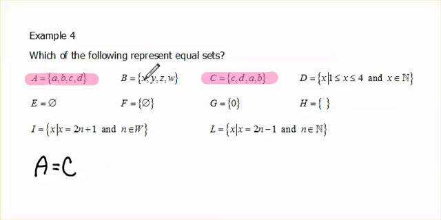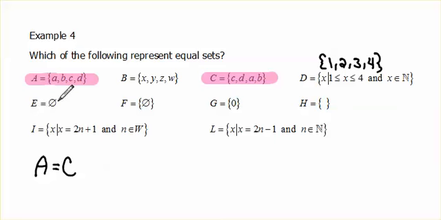All right, let's look at D now. D is the set of all x's such that 1 is less than or equal to x is less than or equal to 4, and x is an element of N. So if we were to write out that set using the roster method, that would be the set 1, 2, 3, and 4. So we don't have any other sets that are 1, 2, 3, and 4. Again, it would be equivalent to C, B, and A, but it's not equal to, and that was our question.